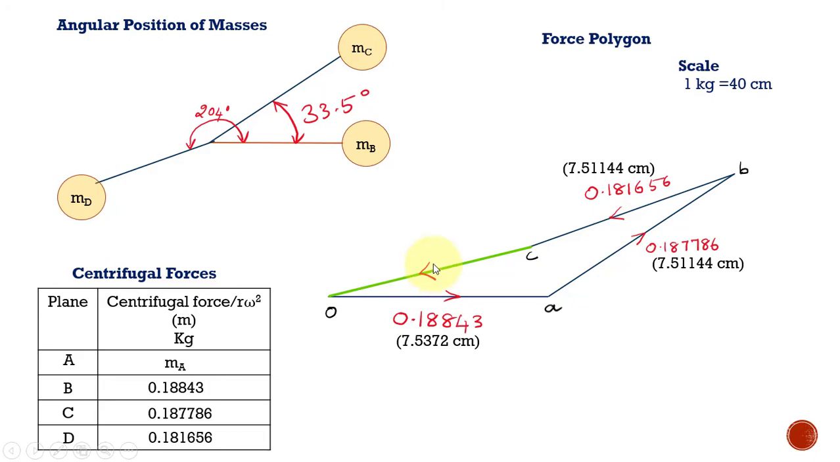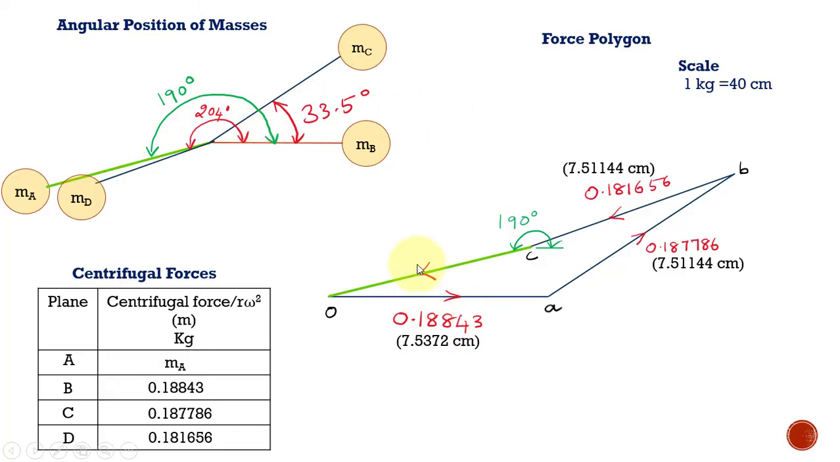Now we can easily calculate its magnitude by measuring this length, and its direction can also be easily found. This is the horizontal line which I have drawn. From that I have measured this position, which is 190 degrees from horizontal. So I have represented this position in the angular position of masses. Here the angular distance is 190 degrees from the horizontal.